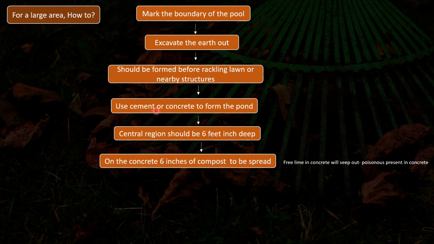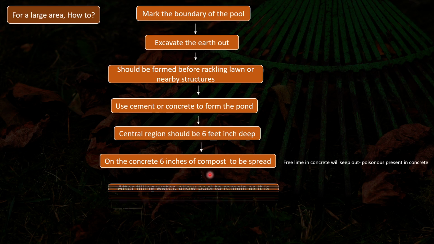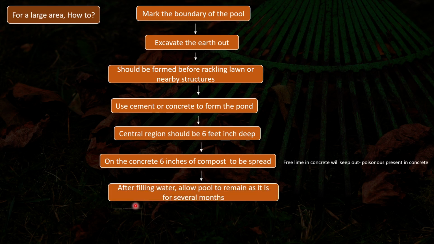So if you keep your pond as it is for some time, all the lime and poisonous chemicals will seep out, and later on you can put your plants in the pond. So that is to be done, and after that you can add compost. The same thing is said here: after filling water, allow the pool to remain as it is for several months.